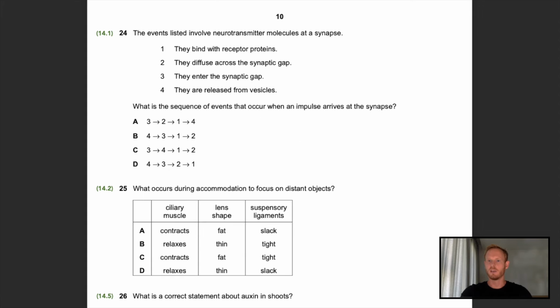Number 24. The events listed involve neurotransmitter molecules at a synapse. What is the sequence of events that occur when an impulse arrives at a synapse? So a synapse is a junction between two neurons. When an impulse arrives at a synapse, neurotransmitter molecules are released from membrane-bound structures called vesicles. The neurotransmitters enter the synaptic gap, then diffuse across the gap, and finally bind with receptor proteins on the other side, stimulating a new impulse in the postsynaptic neuron.